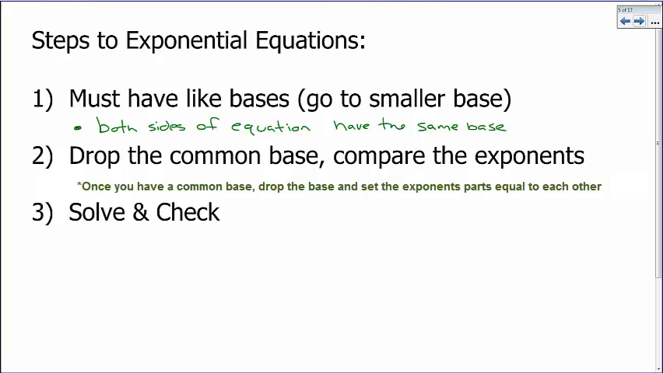Second, once you have a common base on both sides, you can drop that base and set their exponent parts equal to each other. And we'll see how to do this a little bit more in our examples. Finally, solve for the variables using algebraic manipulation, and then check your answer by placing your solution for the variable back into the original equation and seeing if it holds true. Now let's look at a couple of examples to practice this process.